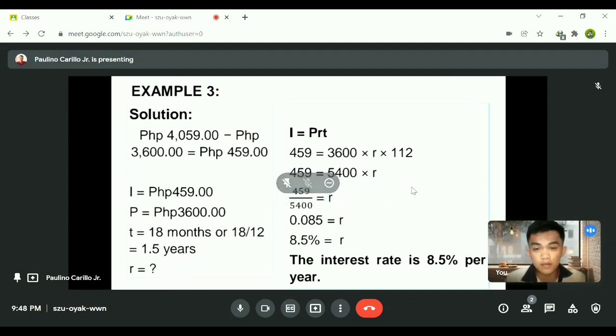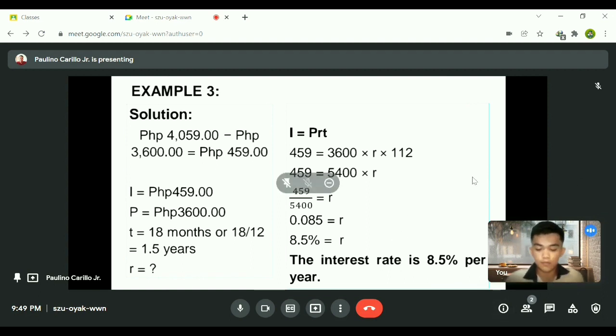So if you are going to multiply 3,600 times 1.5, it would become 5,400, and just divide both sides by 5,400, and you have 459 divided by 5,400 is equal to 0.085. Multiply it by 100, so that you have 8.5%, and then the interest rate is 8.5% per year. So that's how it works.